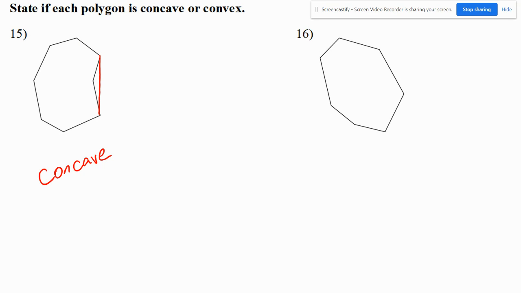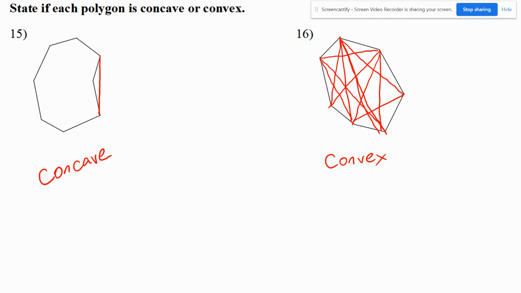Now looking at number 16, I could think of many diagonals. There's one. I could even draw many diagonals, but I noticed that none of them go outside of the picture. I cannot think of a diagonal that goes outside of the picture. I keep on drawing them, but none of them go out, not even a little part of it. All the diagonals in this case are inside of the picture. So I'm going to call this convex. If one diagonal happens to go out of the picture, concave. If no diagonals go outside of the picture, convex.